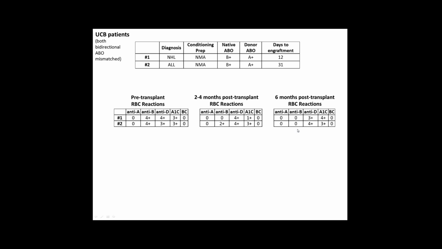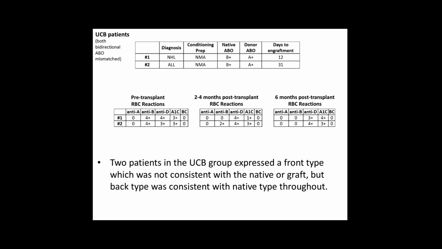Moving on to 6 months post-transplant, they are still expressing this anti-A antibody in their back type, but their front type is looking as if it's typing like they were an O, ABO blood group O. They're not expressing the A or the B antigen on their surface. Therefore, these 2 patients expressed a front type which was not consistent with either their graft or their native product, but they retained their native back type throughout.